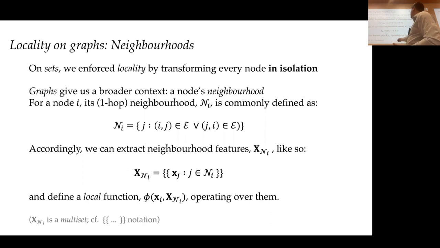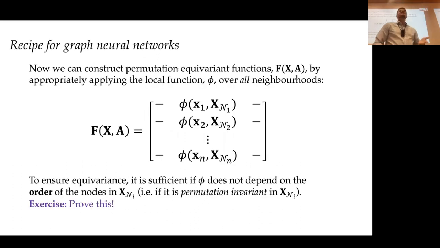And once I have this concept, I can extract the multi-set of all neighborhood features, X_{N_i}, which is just collecting all the x_j for those nodes j that are adjacent to me. There's a reason why I'm calling it the multi-set, note the double angle bracket, is because I could have multiple neighbors with the same features and the set would destroy that multiplicity, right? But here I actually want to be mindful of some nodes being repeated in this multi-set. And now I can expand my local function to not just look at one node, but also look at all the features in its neighborhood. This allows me to define a local layer, right? And now once you have a layer like this, you can build a graph neural network just by applying your local layer to every single node in isolation, stacking the results together in a matrix. And this gives you an equivariant function over graphs, right? So, well, there's actually one condition that we need, right?